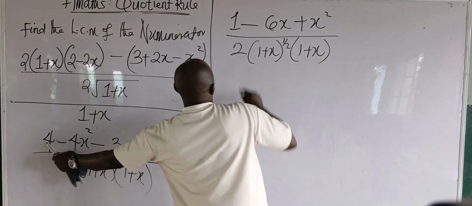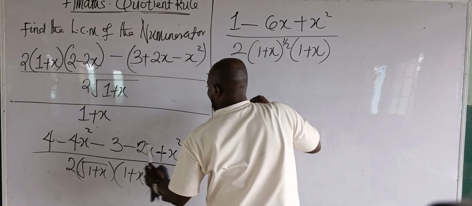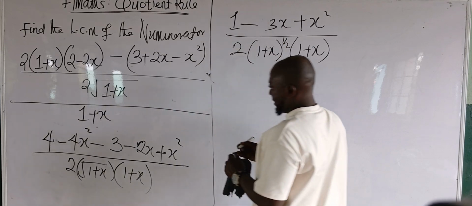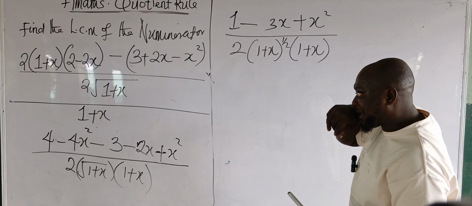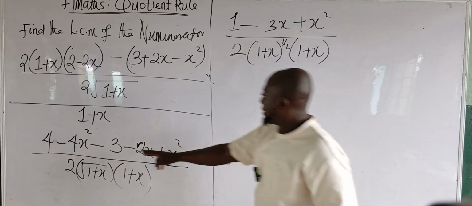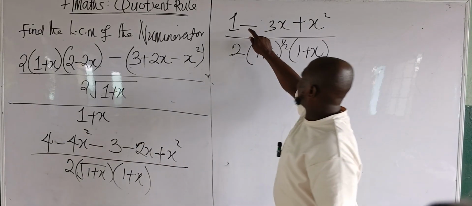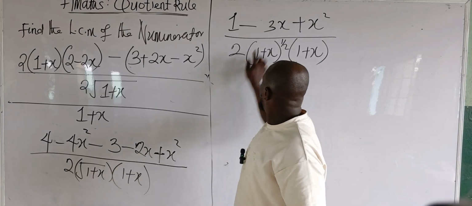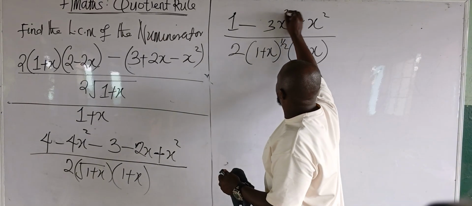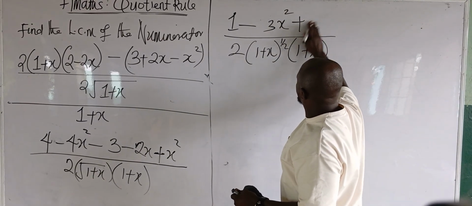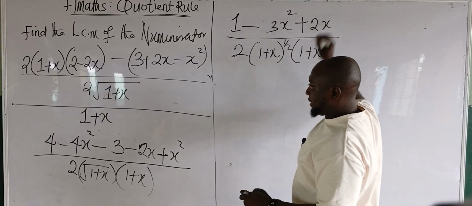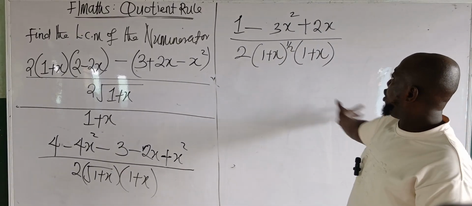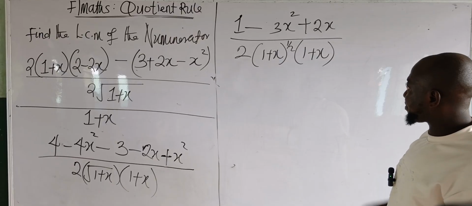So this and this one will give us 1. This and this one here, I'll have minus 3x. Yes. I'll have minus 3x. This one and this one, I'm having 1. Then, okay. So this is square here. This one will just give us 2x. Yes, that's what I'm having. Then all over this value here.